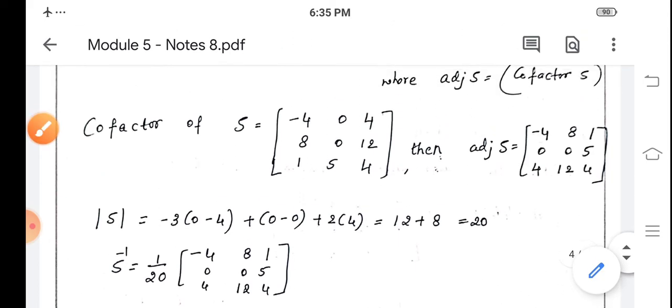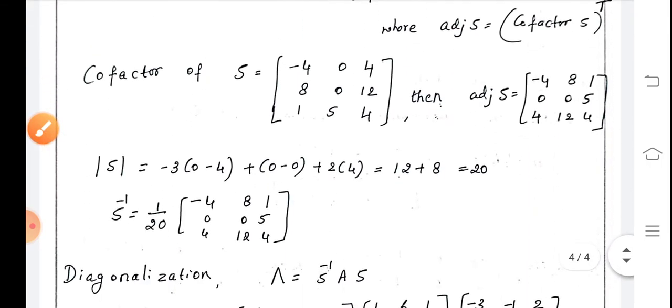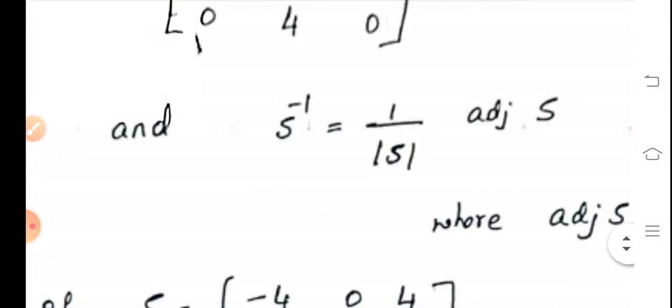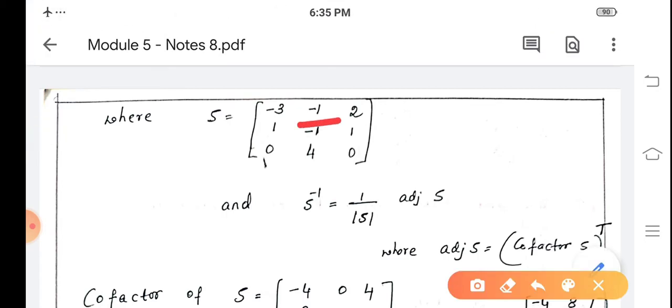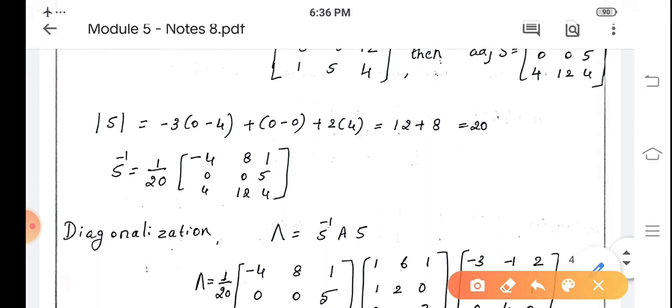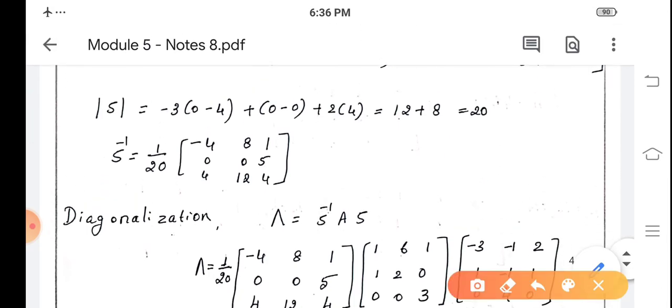Then to find S inverse, we require determinant S. We find the determinant S by expanding this. Determinant S is -3 into (0 into -1, 1 into -4, 1 into 4), then minus of -1 into (1 into 0, minus 0 into 1), plus 2 into (1 into 4 minus 0 into -1). That is determinant S. So determinant S is 12 plus 8, that gives 20. Now we can write S inverse. S inverse is 1 by determinant S into adjoint S, that is 1 by 20 into -4, 8, 1, 0, 0, 5, 4, 12, 4.